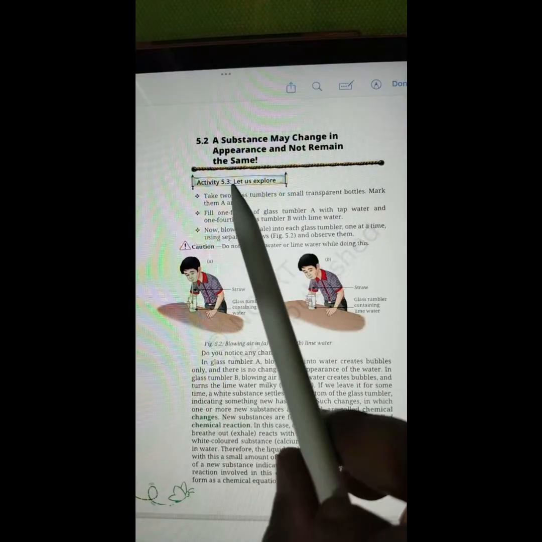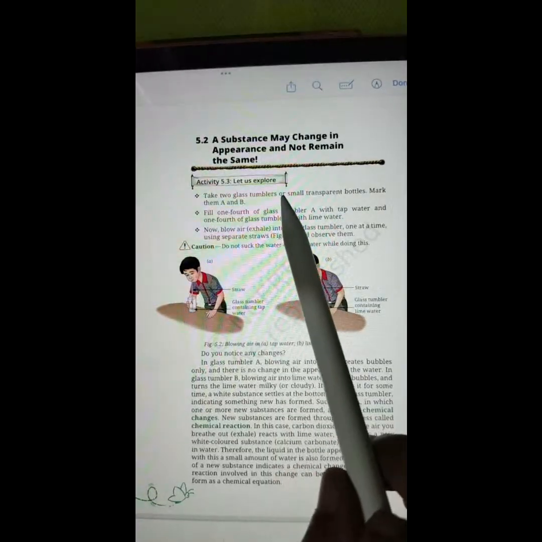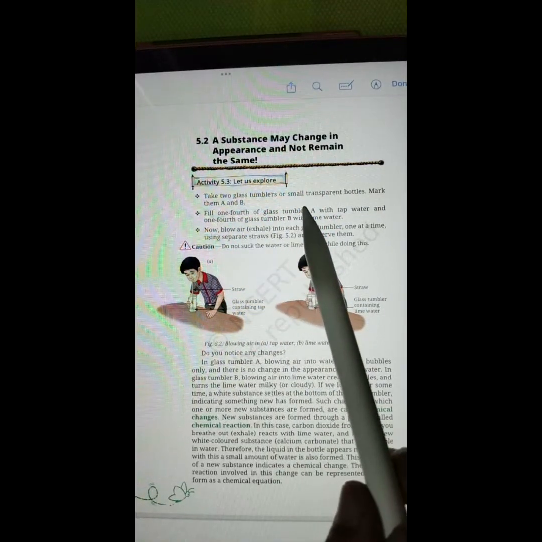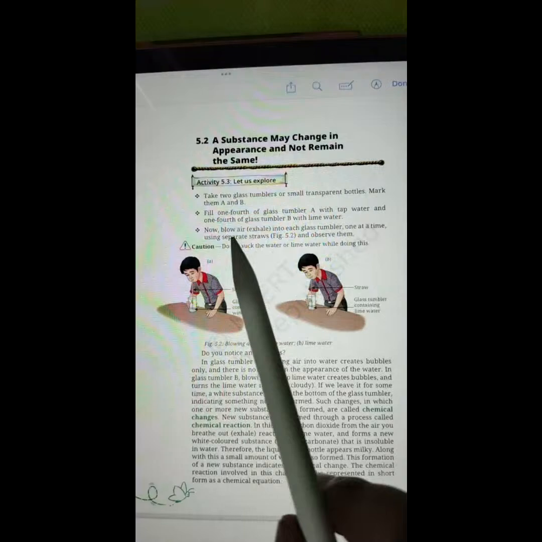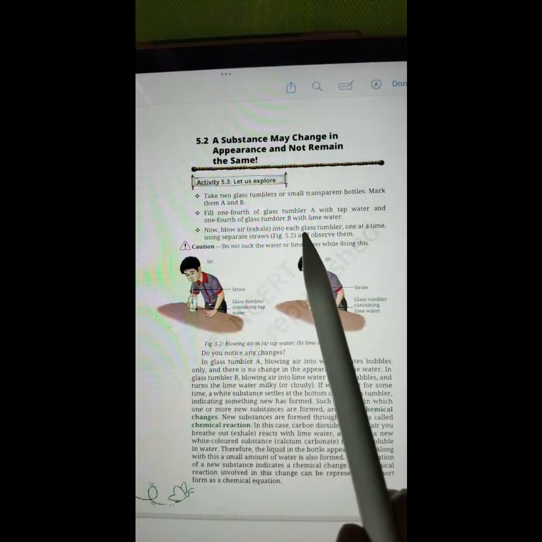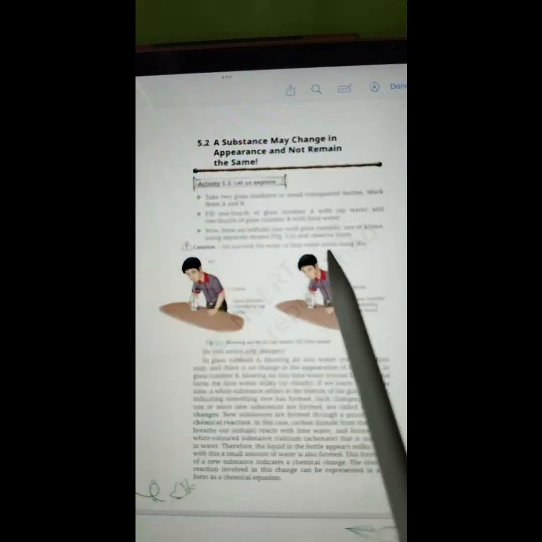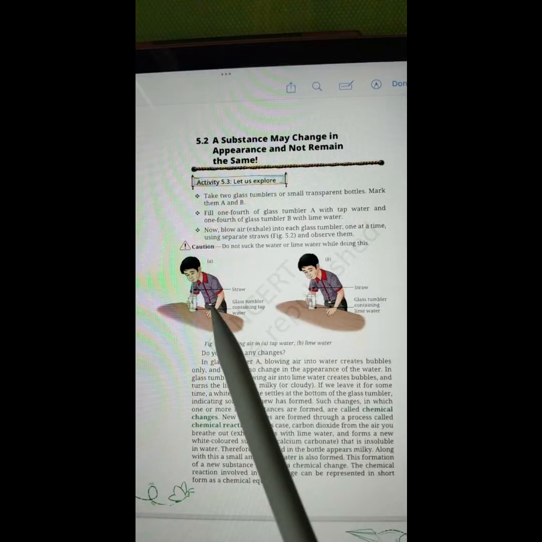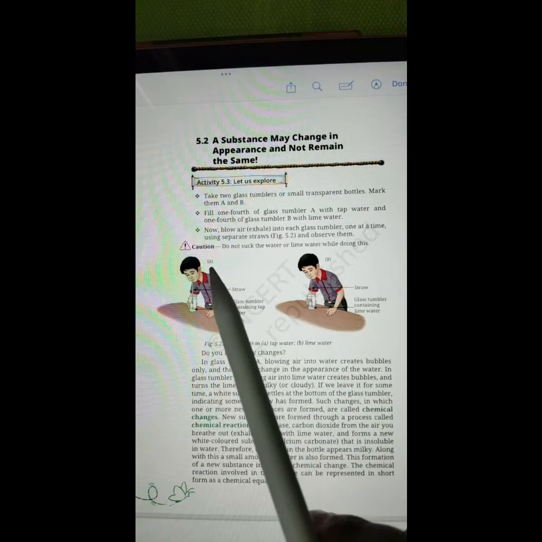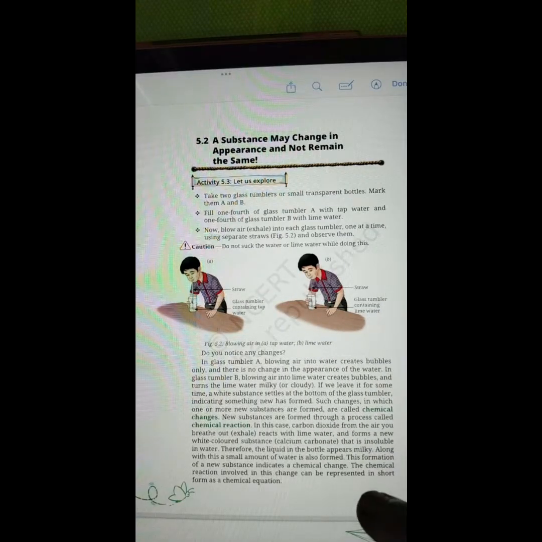A substance may change in appearance and not remain the same. Activity 5.3. Let us explore. Take two glass tumblers or small transparent bottles, mark them A and B. Fill 1/4 of glass tumbler A with tap water and 1/4 of glass tumbler B with lime water. Now blow air, exhale, into each glass tumbler one at a time using separate straws as shown in figure 5.2 and observe them. Caution, do not suck the water or lime water while doing this.